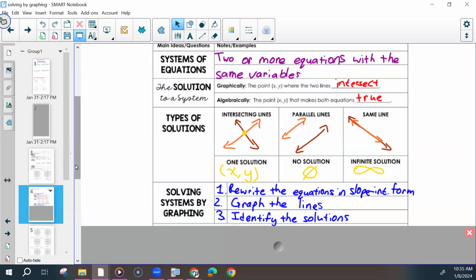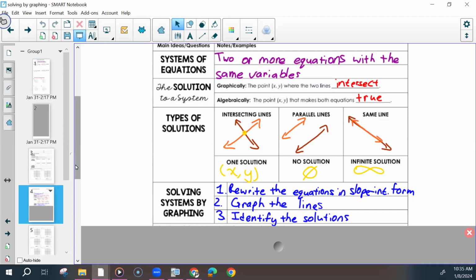Graphically, the solution to a system is the point (x, y) where the 2 lines intersect or cross. Algebraically, the solution to a system is the point (x, y) that makes both equations true. We'll talk about what that means here in a moment. And then, to the best of your ability, draw this in. There are 3 types of solutions.